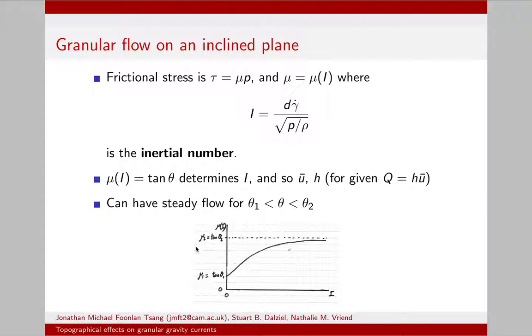We can have a steady flow. Mu takes values between tan theta 1 and tan theta 2, which means that we can have a steady flow if theta lies between theta 1 and theta 2.